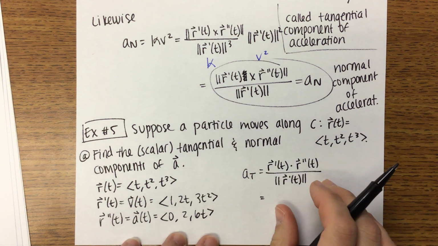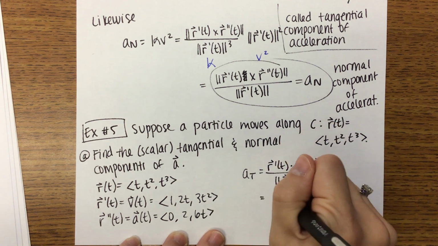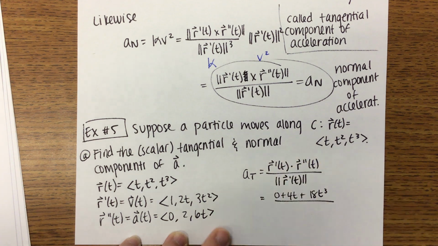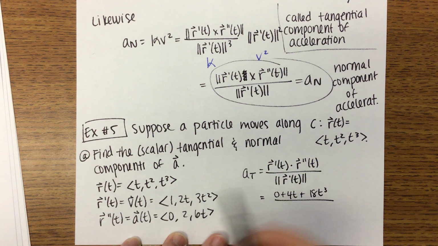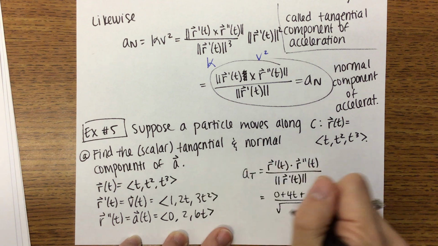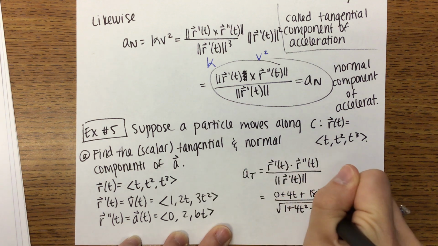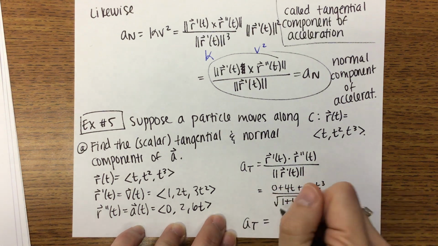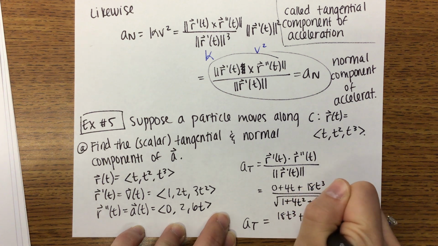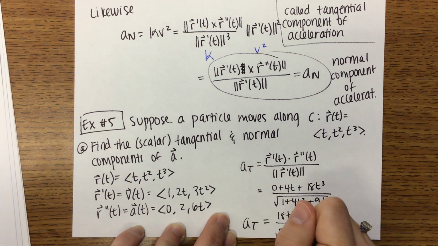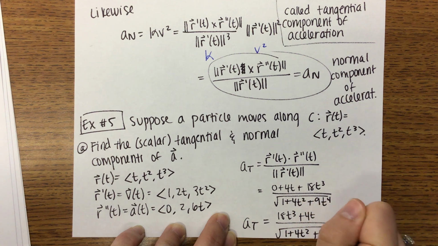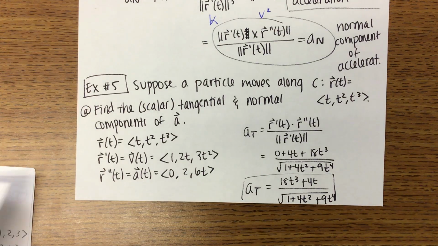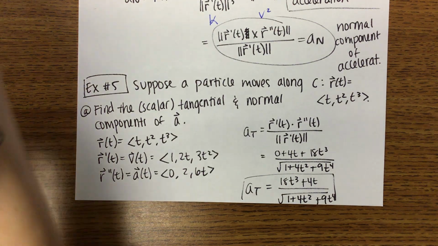So r prime dotted with r double prime, it's going to be 0 plus 4t plus 18t cubed, divided by the norm of r prime of t, so that'll be the square root of 1 plus 4t squared plus 9t to the fourth. So that gives us a final answer of 18t cubed plus 4t divided by the square root of 1 plus 4t squared plus 9t to the fourth. Okay, so that is our scalar tangential component of acceleration.